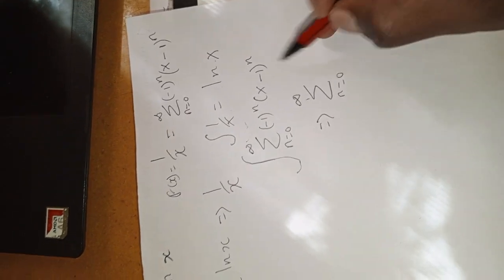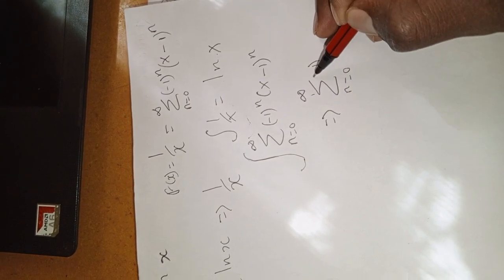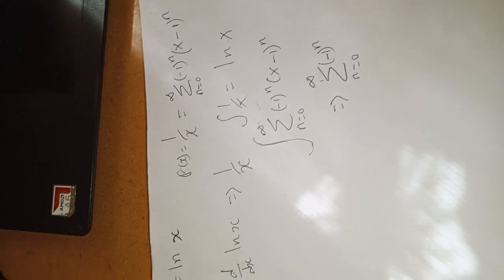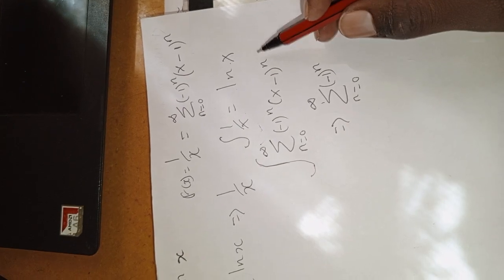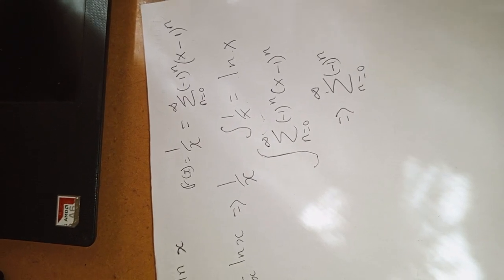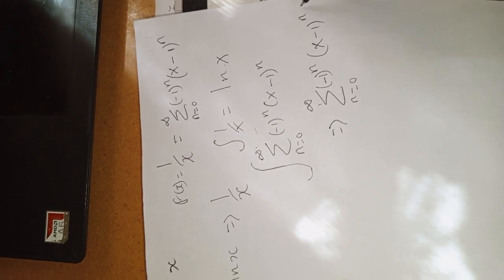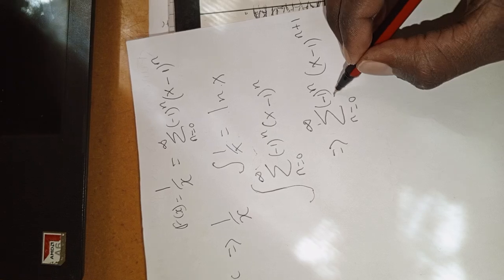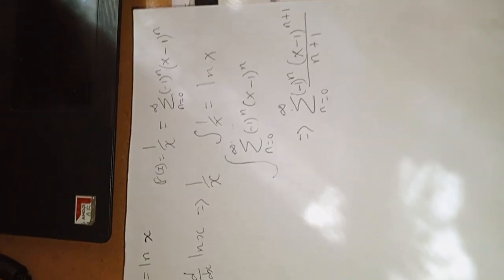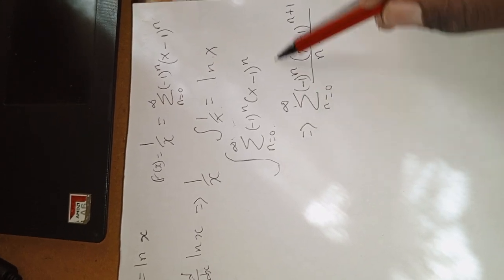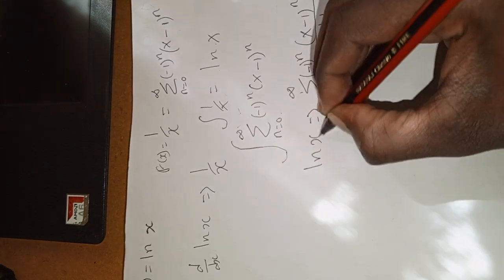For you to integrate, we are going to maintain this part for constants. We are not required to integrate it. Now, how do you integrate x to the power something? You just add 1 to the power, then divide by the new power. So this was x minus 1 to the power n, so we add 1 to the power and divide by the new power. Here what we have found is the power series representation for natural log of x.